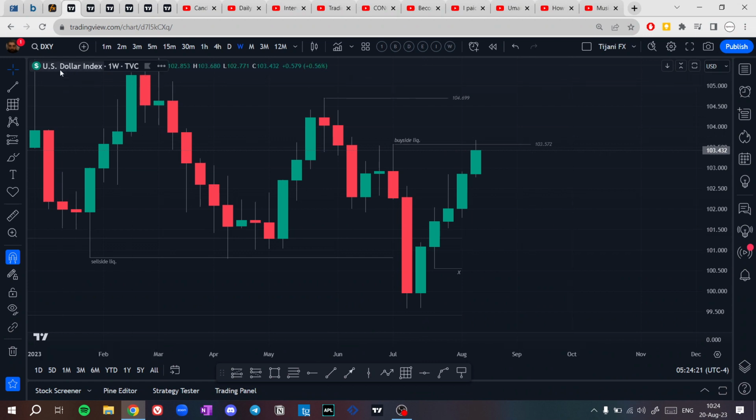Now we have the US dollar chart. We see that this week price went higher, taking buy side liquidity above July's high. This is July's high. Price went higher, taking that buy side liquidity here.